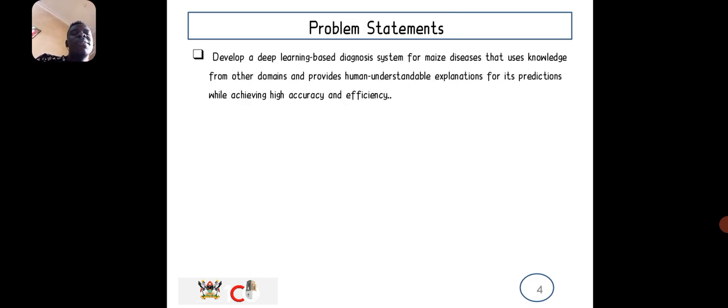This is my problem statement. There has been a decline in maize crop production, which is caused by maize plants being affected by pests and diseases, which has led to a food shortage amongst individuals and also low incomes generated by our farmers. So there is need to develop a deep learning-based diagnosis system for maize diseases that uses knowledge from other domains and provides human understandable explanations for its predictions while achieving high accuracy and efficiency.